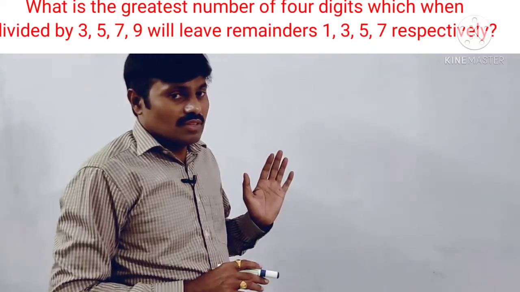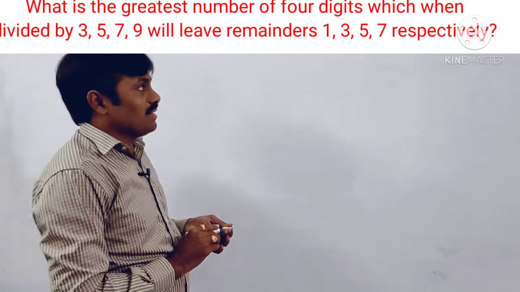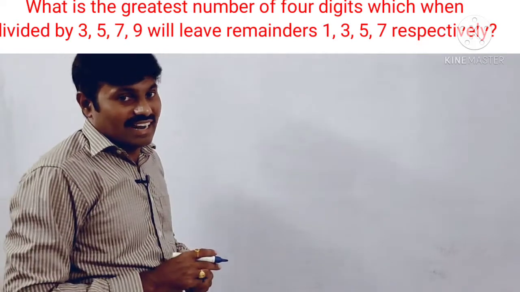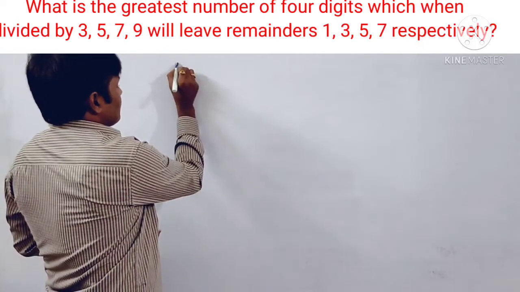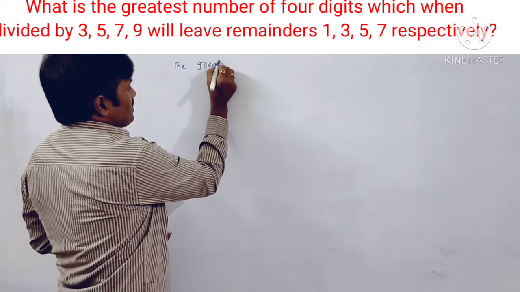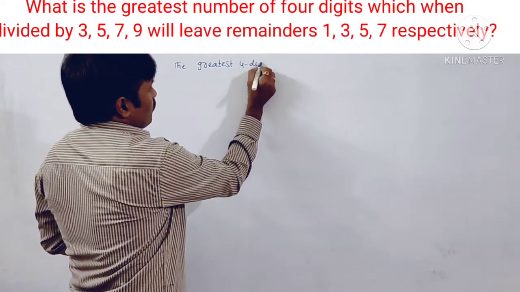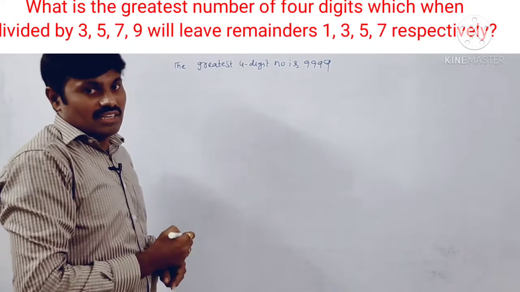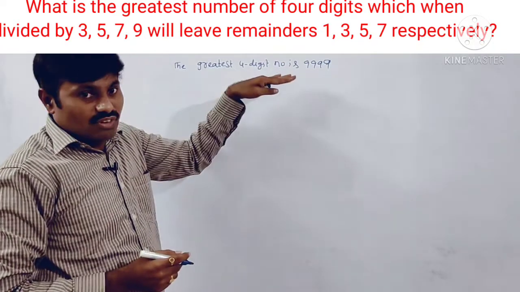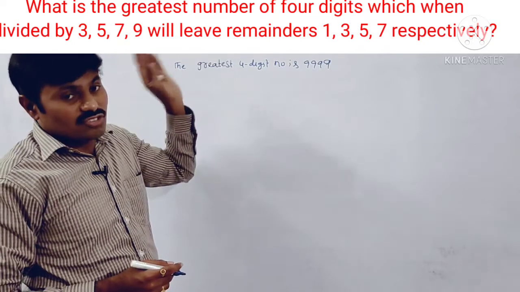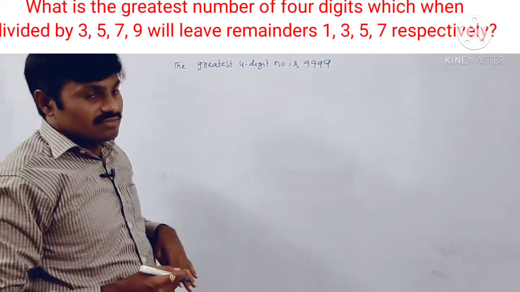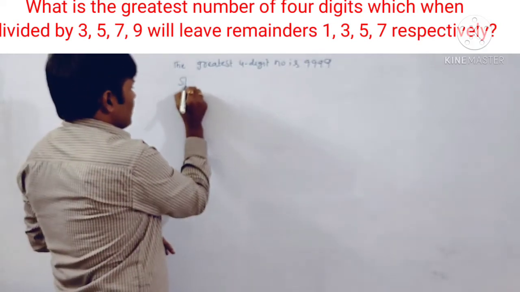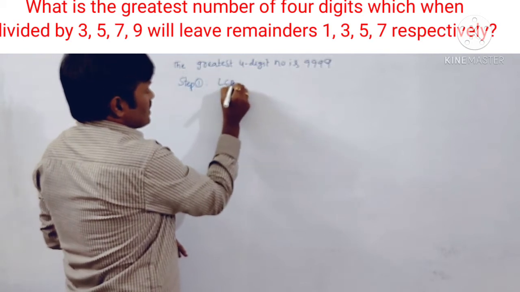Now how to solve? Same method. What is the greatest 4-digit number actually? That is 9,999. To find the greatest 4-digit number which when divided by 3, 5, 7, 9 leaves the remainders 1, 3, 5, 7, step 1 is to first find the LCM of the divisors.